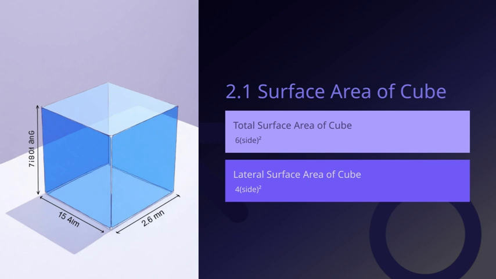What's important to note here is that both formulas are based on the side length, which is the edge of the cube. By understanding these formulas, we can easily calculate how much surface the cube has, whether we're interested in just the sides or the entire outer surface. This is a fundamental concept because it helps us relate the size of an object to the area it covers. As we move forward, keep in mind how these formulas can be applied to real-world problems involving surface area calculations.